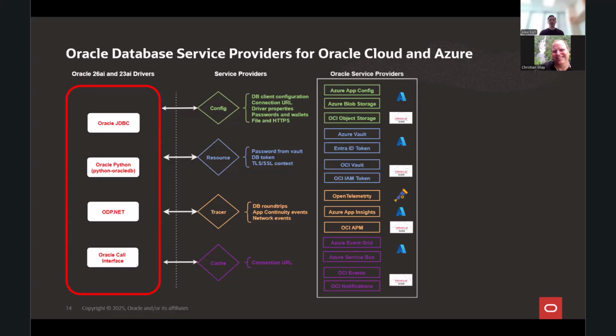If you're talking about resources like passwords, database token, and TLS context, you can support that. You can have that within the Azure Vault or the Entra ID token with Azure, and then with OCI Vault or the OCI IAM token with Oracle Cloud. Traces can measure database round trips, app continuity, and network events, and you can ship that to a generic OpenTelemetry service that the hyperscalers have, or you can feed it to Azure App Insights or OCI APM to consume there.